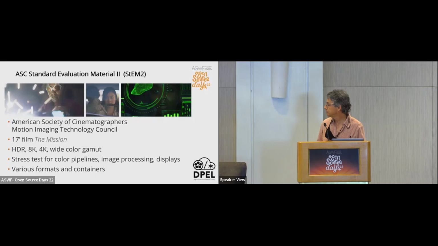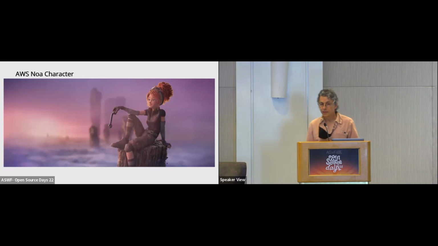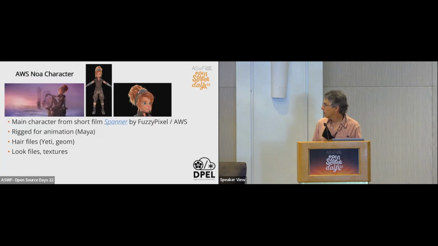Another asset we have from AWS is this character, Noah, who's the main character from a short film they made called Spanner. And it's a fully rigged character for animation, with the hair data sets. I'm excited about this. When we started DPEL, I thought it might be a couple of years before we had a rigged character. Rigs are something that everybody talks about, but there's very few examples really out there in the wild. It's a little bit of a black art. Everybody does it a little differently. So it's really, really neat to see a full animation rig here.